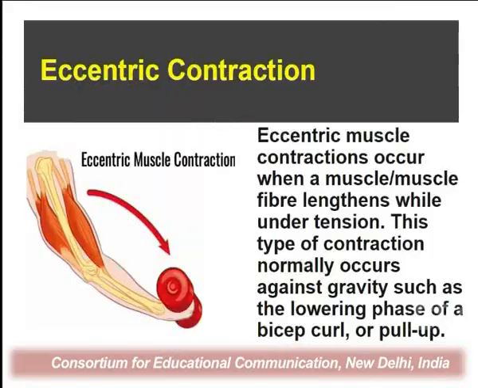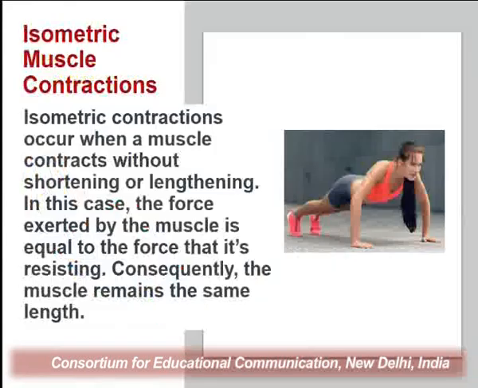Then eccentric contraction. Eccentric contraction occurs when the muscle fibers lengthen under tension. This type of contraction normally occurs against gravity, such as the lowering phase of a bicep curl or pull-up. Then comes the isometric muscle contraction. The isometric contraction occurs when a muscle contracts without shortening or lengthening. In this case, the force exerted by the muscle is equal to the force of resistance. Consequently, the muscle remains the same length.